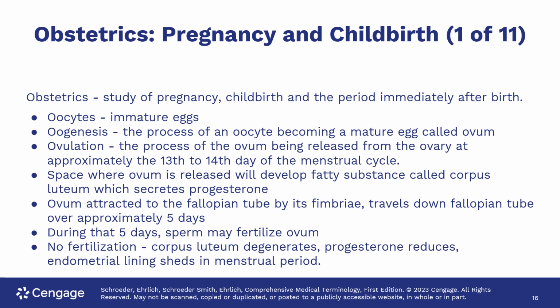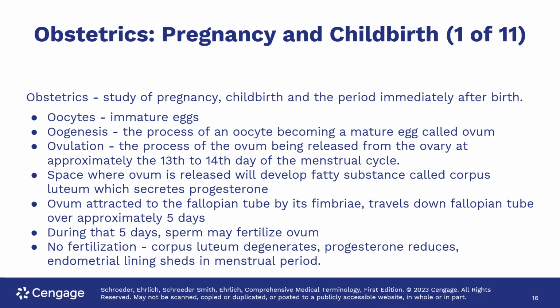Obstetrics is the study of pregnancy and the time at childbirth and shortly after. The egg, or oocyte, is an unfertilized egg. The process of maturation is called oogenesis. When it matures, it ovulates and is released. The sac remains, and it is called the corpus luteum and produces progesterone in anticipation of supporting a pregnancy.